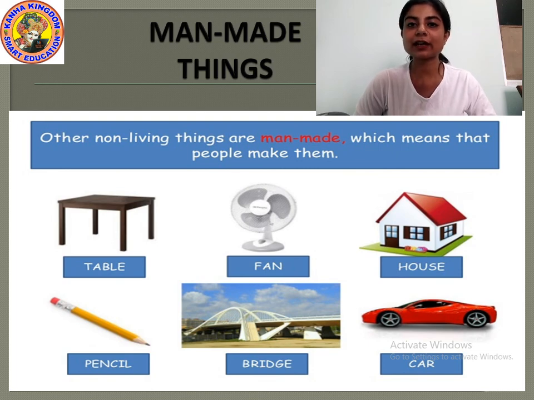Non-living things are divided into two categories, natural thing and man-made thing. Natural things are those which people cannot make, for example, air, water, sun, moon, rocks and minerals, clouds, etc. And man-made things are those that people can make, for example, table, chair, fan, bridge, car, house, etc.